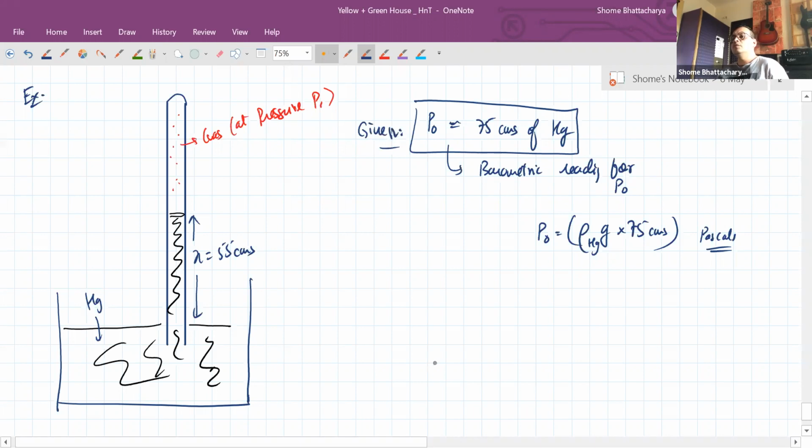So now what we have to do, knowing that this is 1 meter and the atmospheric temperature is 27 degrees C, is first of all find the pressure of the gas inside.